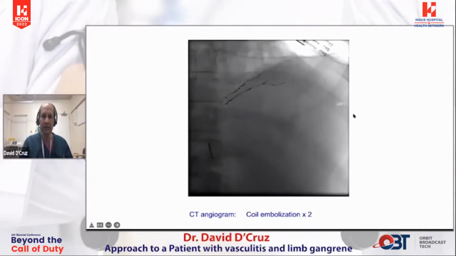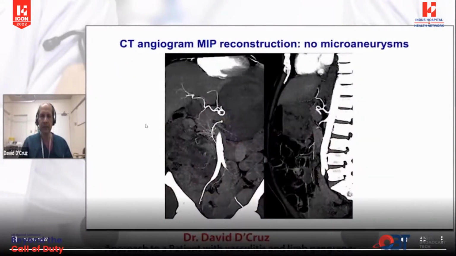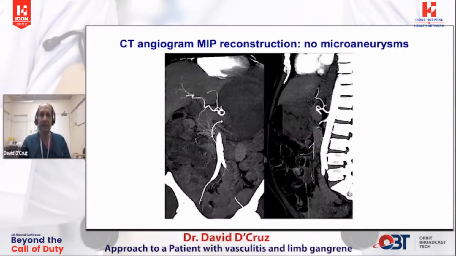You can see the embolization coils here, which stopped the bleeding, but unfortunately resulted in, as you'd expect, ischemia in the stomach. He carried on bleeding and needed a total of 10 units of blood. And you can see here the Dieulafoy lesion. This is an artery peeking up from the gastric mucosa, and this was clipped and stopped bleeding. A CT angiogram, so the question was, did he have polyarteritis nodosa? But a CT angiogram with reconstruction views did not show any microaneurysms.